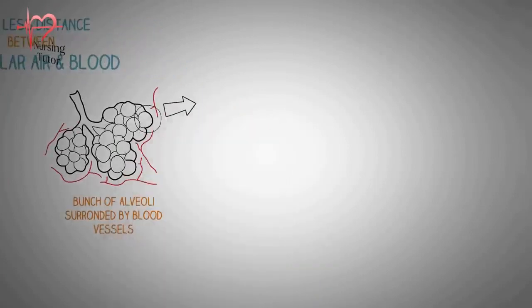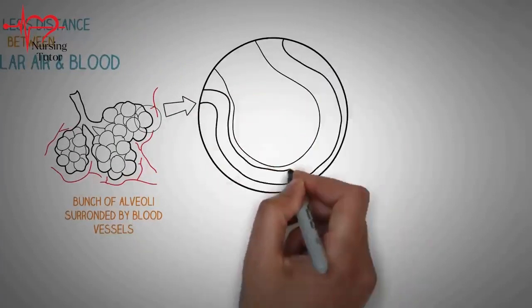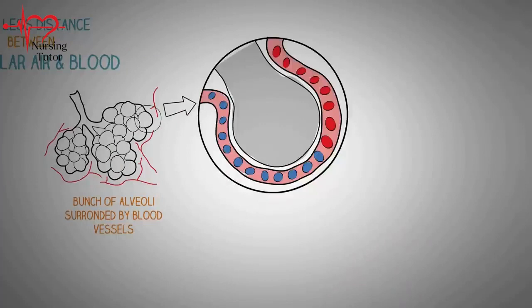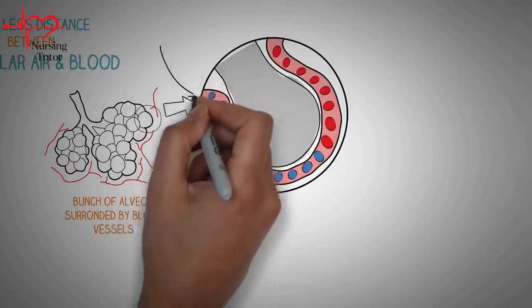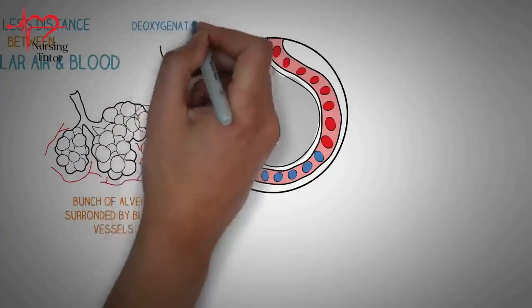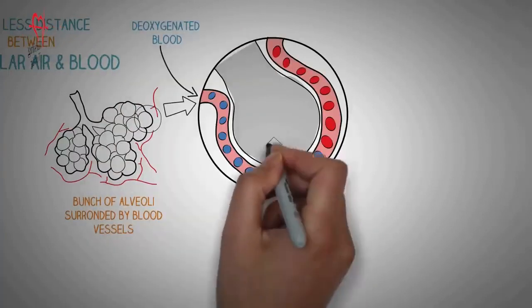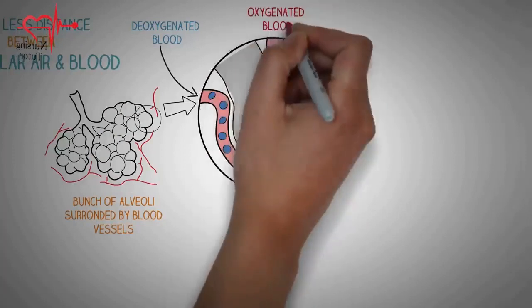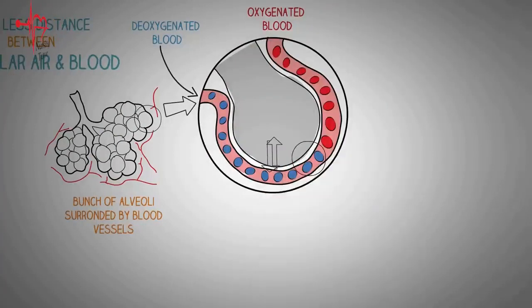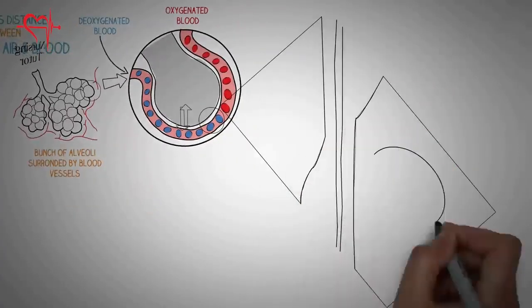If we take a single alveolus out of this bunch and magnify it under a microscope, we can see that the alveolus is completely surrounded by a single capillary, but in reality they are surrounded by multiple capillaries to have very close contact with the blood. In these capillaries, the deoxygenated blood enters from one side, it exchanges the gases with the alveolar air, and finally oxygenated blood is released from the other side.